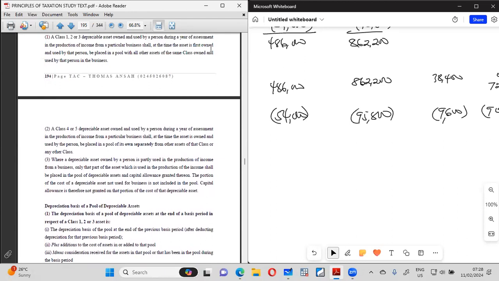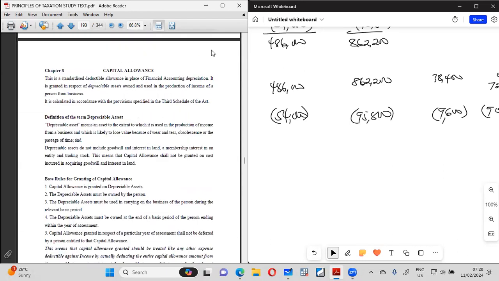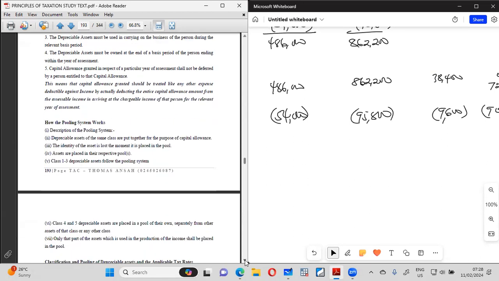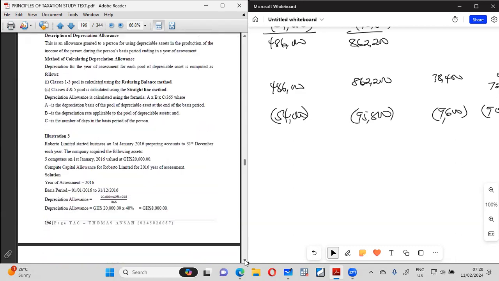Where is it? When we started this class, we actually said something about goodwill. Have you seen it? This means that capital allowance shall not be granted for costs incurred in acquiring goodwill and interest in land. So the goodwill, even though it is class 5, ignore it.